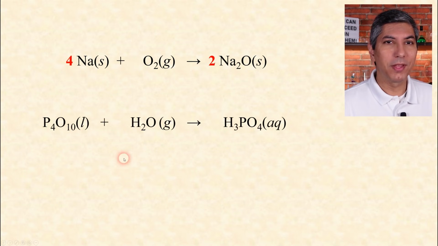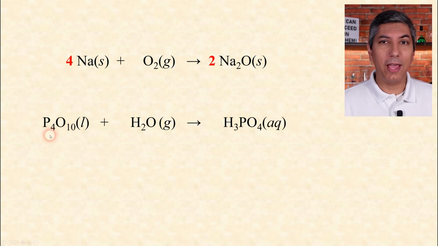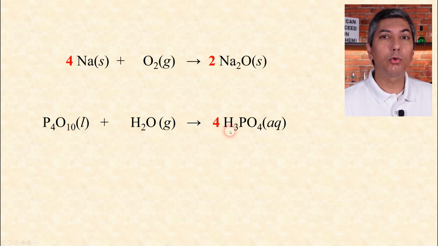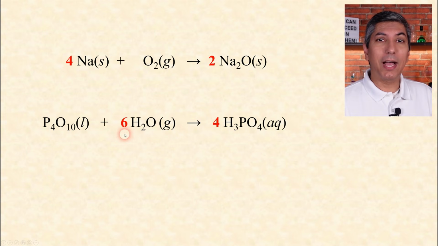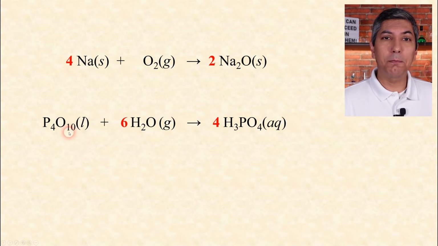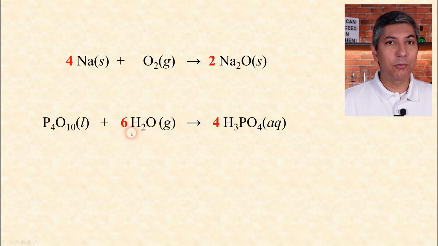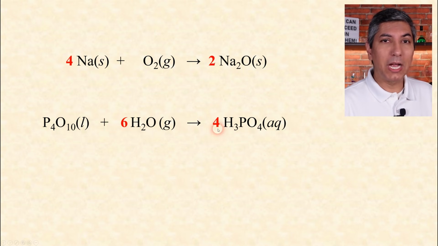What about this equation? We see there are 4 phosphorus atoms on the left and only 1 phosphorus atom on the right. So we place a 4 in front of H3PO4 to balance the phosphorus atoms. Next, we can balance the hydrogen atoms by seeing that there are 2 hydrogens on the left, and on the right we have 4 times 3, which is 12 hydrogens. So to balance those, we place a 6 in front of water to have 12 hydrogens on both sides. Notice that the oxygen atoms are now balanced because we have 10 plus 6, or 16 oxygen atoms on the left, and on the right we have 4 times 4, 16 oxygen atoms also on the right.